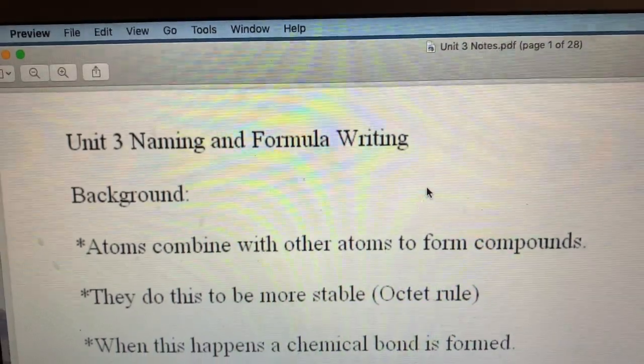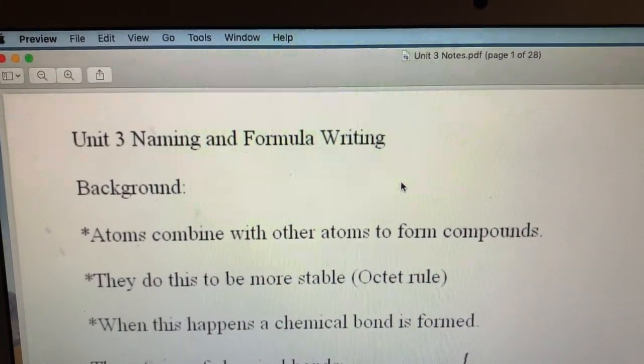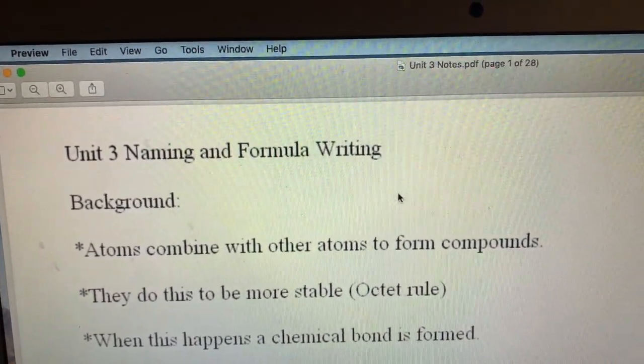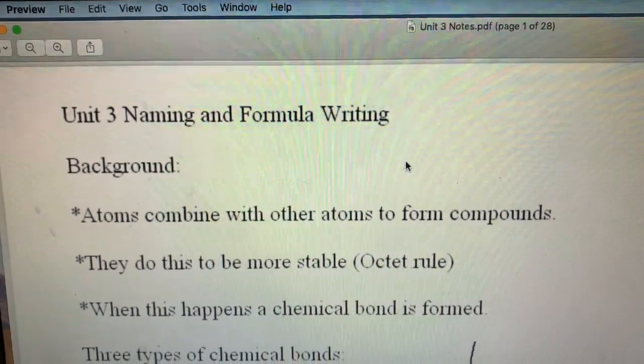Hi, everybody, and welcome to Unit 3. Unit 3 is a great unit. We start dealing with actually writing out chemical formulas and being able to name compounds here. Let's just talk a little bit about the background.